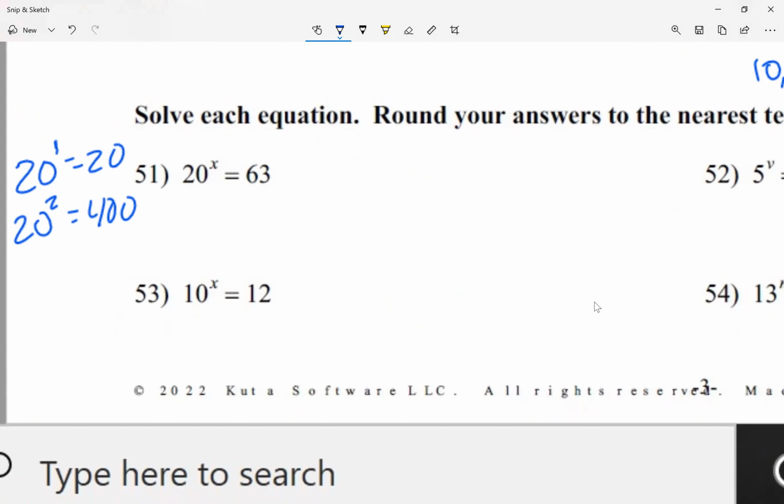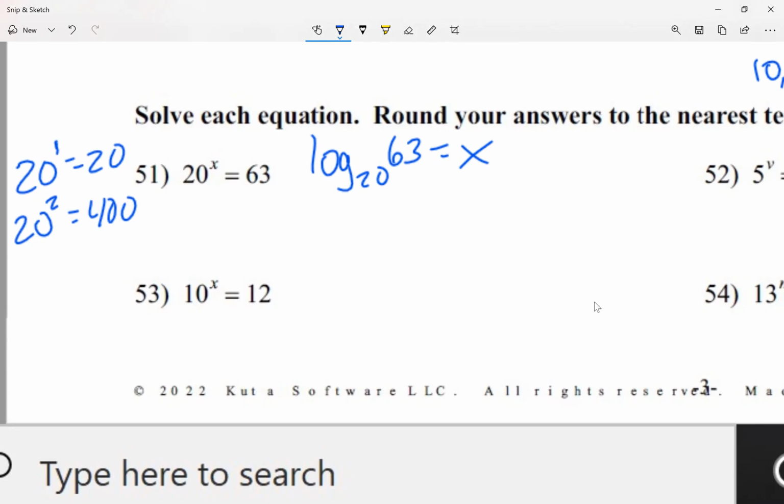So the way I'm going to do this, it's in exponential form, right? x is an exponent. Let me write this in logarithm form. I know that the base is 20, so I'm going to write this as log base 20 of 63 is equal to x. I went from exponential form, where x is an exponent, to logarithm form, which we use to be able to solve.